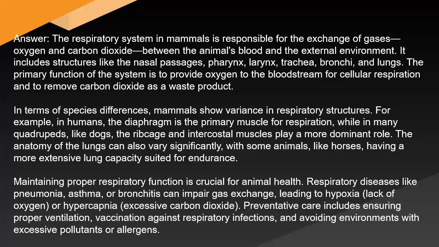In terms of species differences, mammals show variance in respiratory structures. For example, in humans, the diaphragm is the primary muscle for respiration, while in many quadrupeds like dogs, the ribcage and intercostal muscles play a more dominant role. The anatomy of the lungs can also vary significantly, with some animals like horses having a more extensive lung capacity suited for endurance. Maintaining proper respiratory function is crucial for animal health.